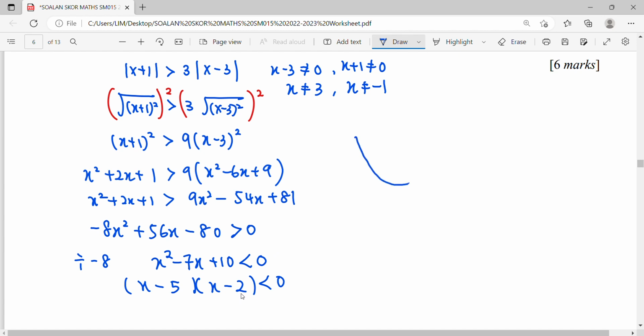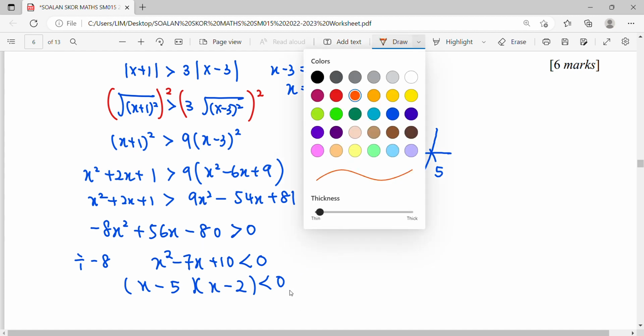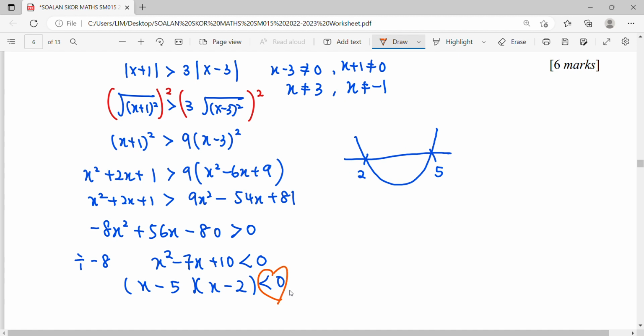We need to draw our graph. A positive quadratic, so a smiling graph, with the roots that you can see here being 2 and 5. Rearrange your roots according to order, the smaller value on the left hand side, the bigger value on the right hand side. And less than 0 means the region of negative. So the answer will be located at the region of negative, which is your x. So 2 is smaller than x, then x is smaller than 5.